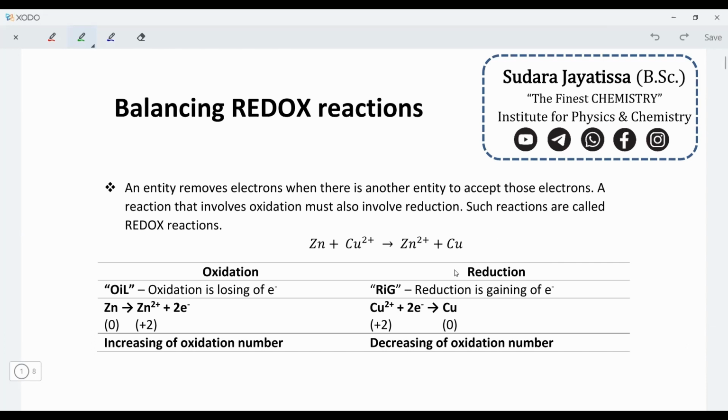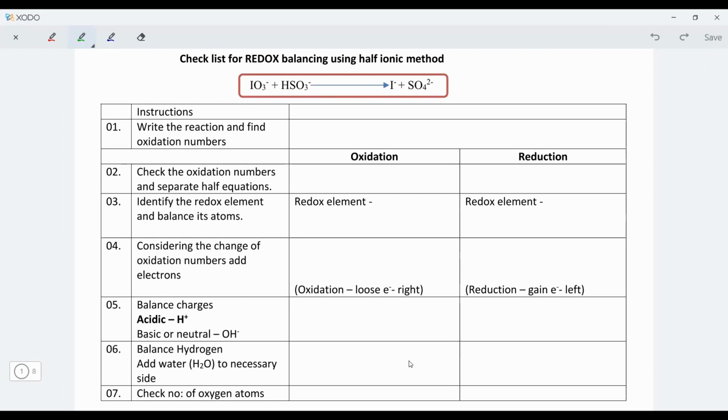Right. I will teach you the first method. Here you can see the steps that you need to follow to get the reaction balanced, and I took some example reactions also. First, we are going to discuss this half-ionic method. In this method, we break it into the oxidation half and reduction half and balance them separately. Then finally we combine them.